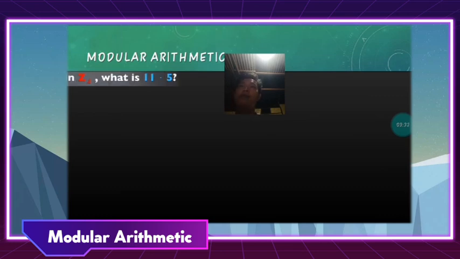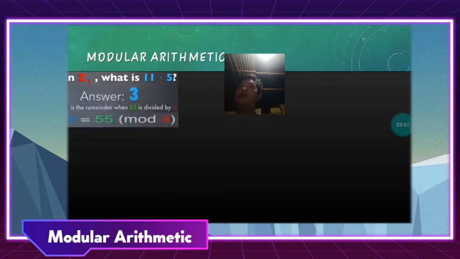11 times 5, when divided, the remainder is 3. So we may write 3 is equal to 55 modulo 4.